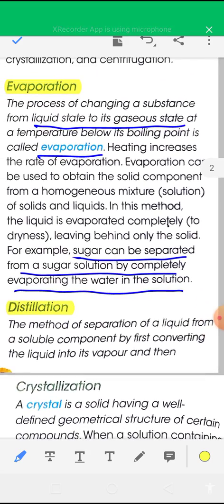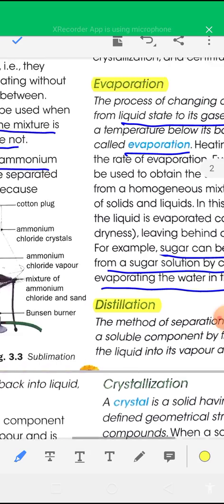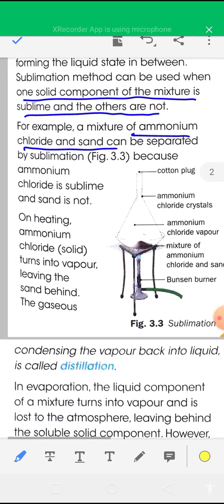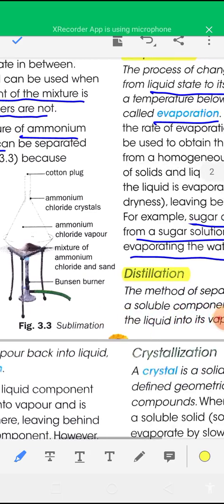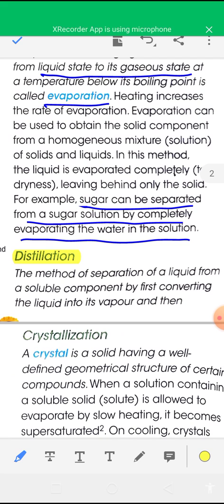Distillation is the method of separating a liquid from a soluble component by first converting the liquid into its vapor and then condensing the vapor back into the liquid. In the distillation method, what is distillation? The method of separation of a liquid from a soluble component.